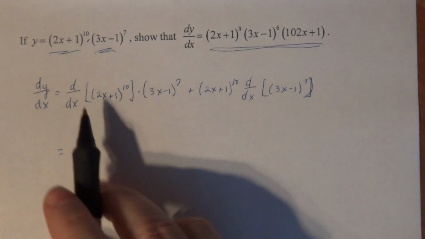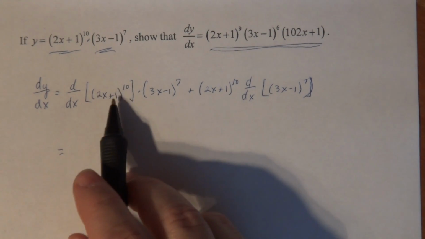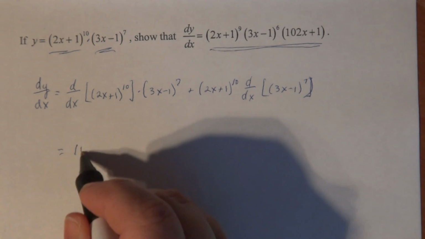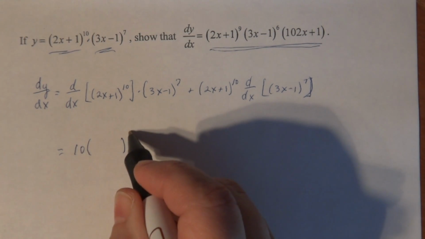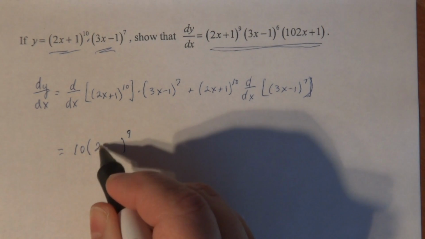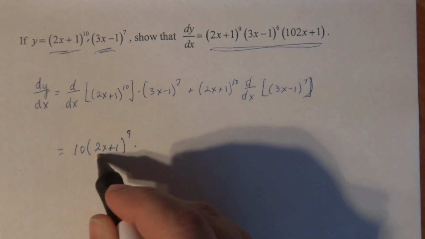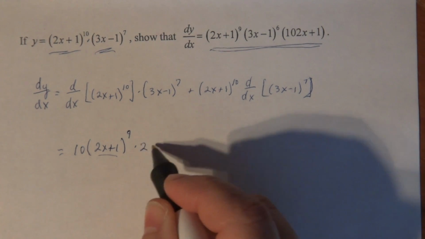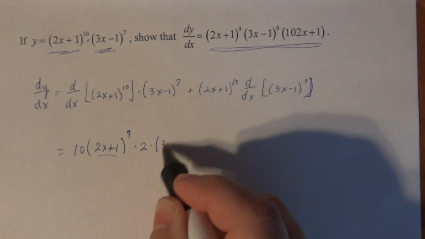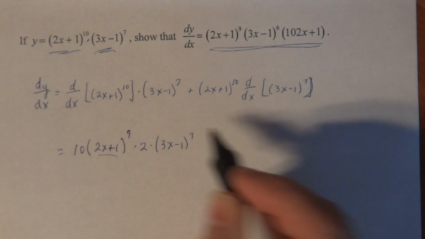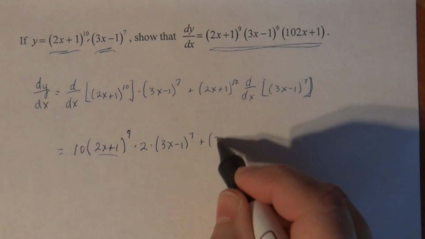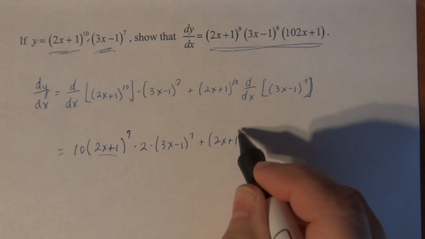So now I can take the smaller derivatives. I'm going to use the chain rule here. So derivative of the outside, I bring down the 10. I subtract 1 from the power, and the inside remains the same. Then I have to multiply times the derivative of the inside, which is 2. And then I have to bring the (3x minus 1) to the 7th down, times (2x plus 1) to the 10th, and the next term comes along.